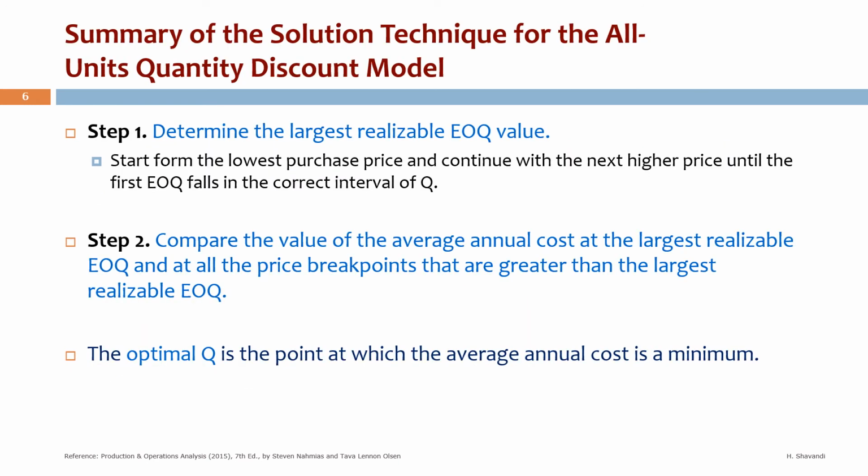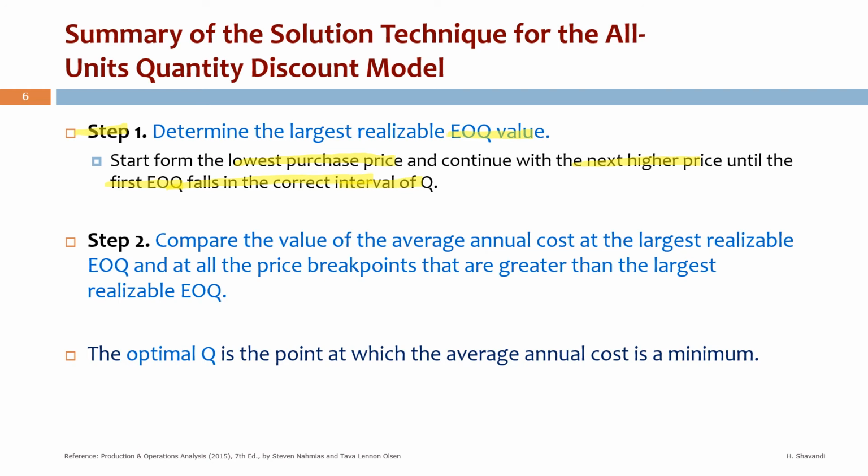So let's summarize the steps to solve the all units quantity discount model. The first step, we determine the largest realizable EOQ value. So we start from the lowest purchase price, and then continue with the next higher price until the first EOQ falls in the correct interval of Q.